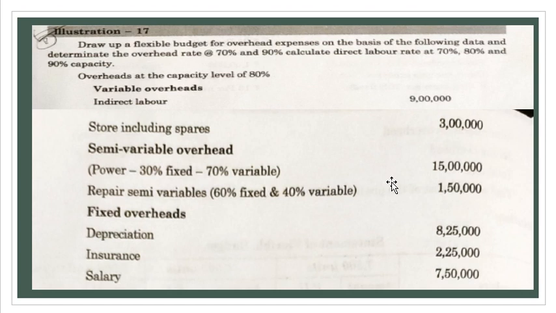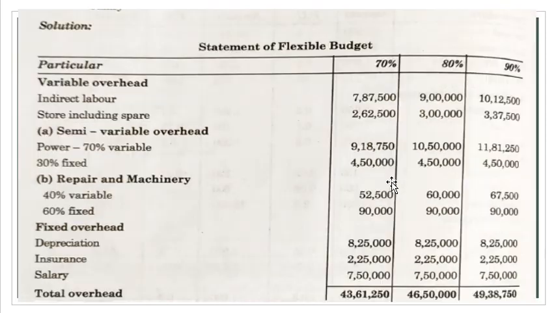Next is fixed overhead: depreciation, insurance, salary. As I've already told, fixed overheads will always be fixed for all the capacity irrespective of how many units are produced. So depreciation 8,25,000, then insurance 2,25,000, then salary 7,50,000, which will remain the same for 70% capacity and 90% capacity. Now we will total up the overheads. For 70%, we will be getting 43 lakh 61,250. For 80%, 46 lakh 50,000, and for 90%, 49 lakh 38,750.